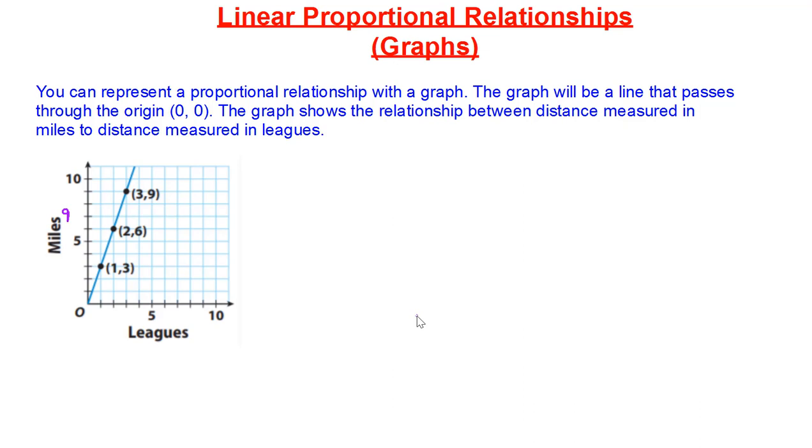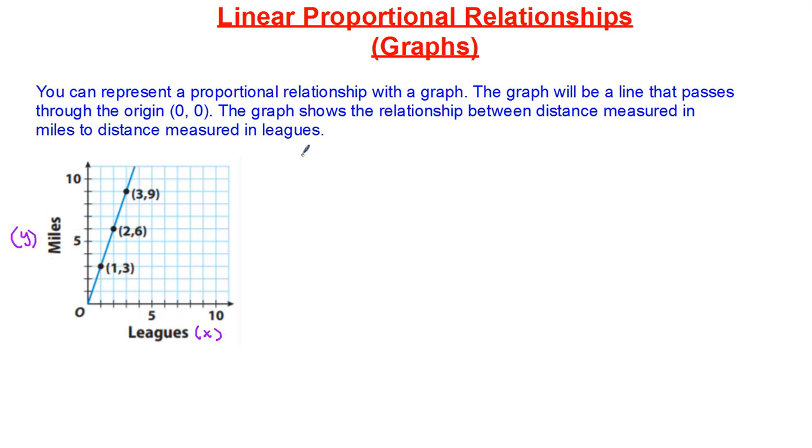The graph shows the relationship between distance measured in miles, versus distance measured in leagues. Leagues is a term that people who use ships use, okay? So this is going to be my independent variable for this situation. This is going to be my dependent variable. So this is my x, this is my y.